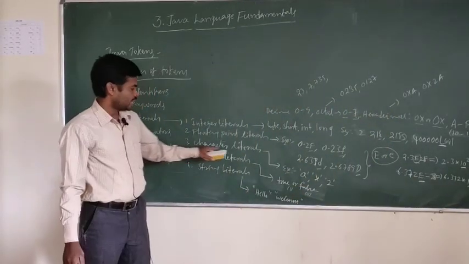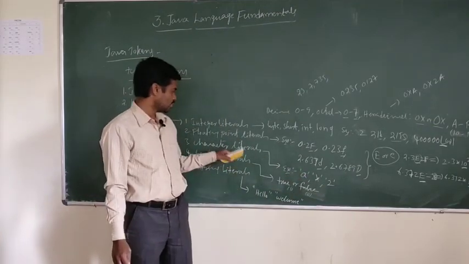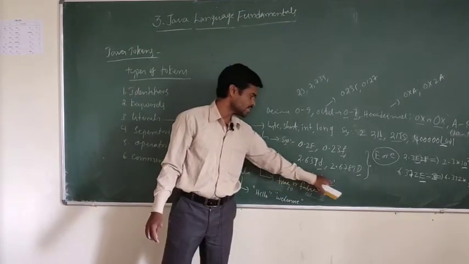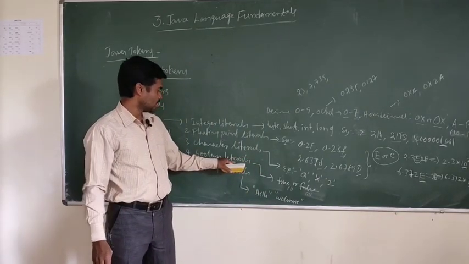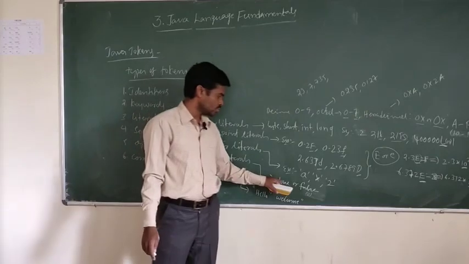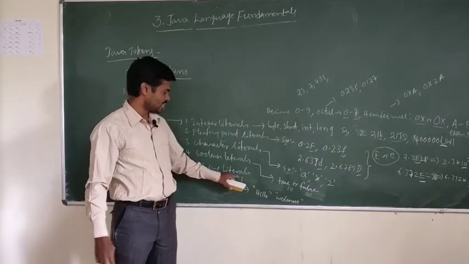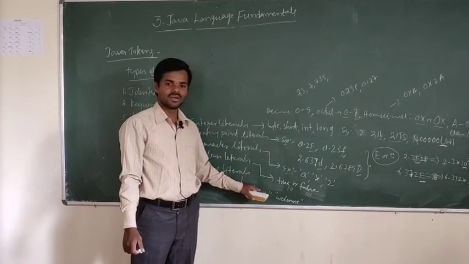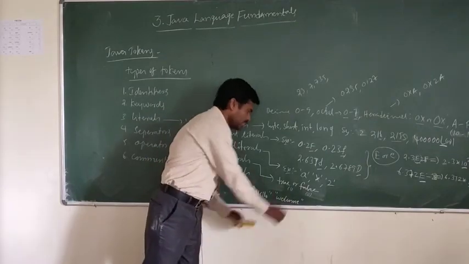Then similarly character literals are represented with single quotes. They come under the character data type. These are the examples. Boolean literals come under the boolean data type, and we use two values, true and false. And string literals are the collection of characters or a set of characters. For example, they are represented with double quotes.